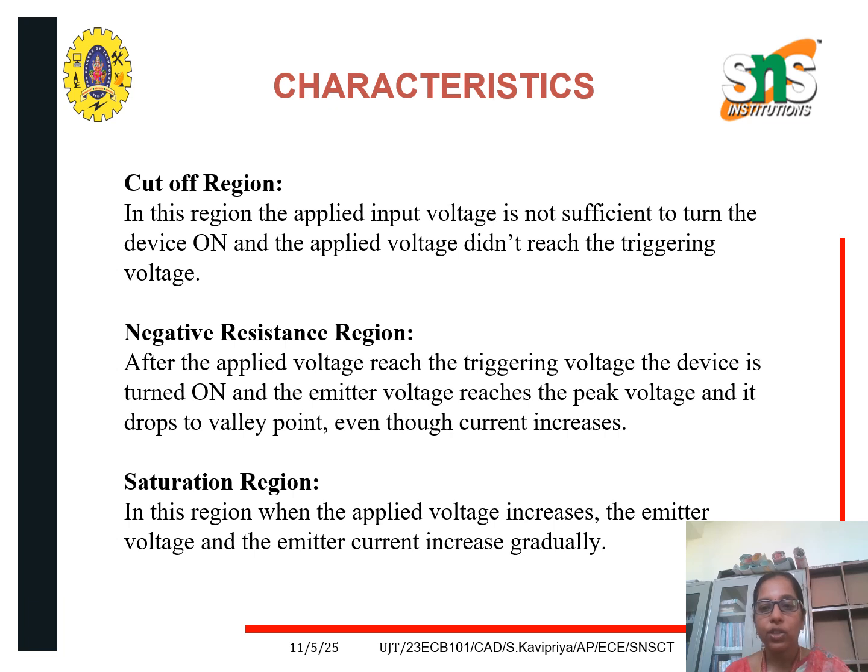So in the cutoff region, the voltage will not be sufficient to turn on the transistor. In the negative resistance region, the voltage increases and reaches a peak point, then drops to the valley point. So even though the current increases, the voltage drops to the valley point. In the saturation region, the voltage starts increasing again, so the voltage and the emitter current gradually increase.